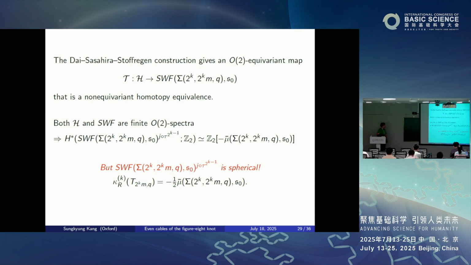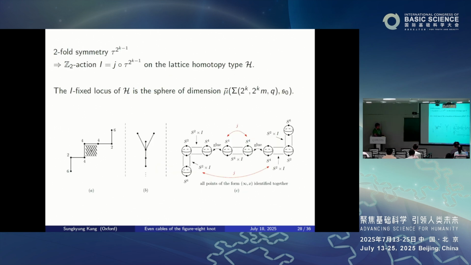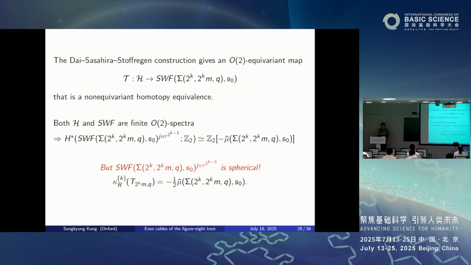That's nice, but we could not prove that the Seiberg-Witten Floer spectrum is equivalently homotopy equivalent to this lattice homotopy type. What we could do is that at least there is a homotopy equivalence which is an O(2)-equivariant map. And basically we're trying to do the Z2 fixed point spectrum. The domain and codomain are finite spectra. That ensures that the induced map between the fixed point sets with respect to the Z2 action is a two-adic homotopy equivalence. One of the nice things about p-adic homotopy equivalence is that it induces an isomorphism on Z_p coefficient cohomology.